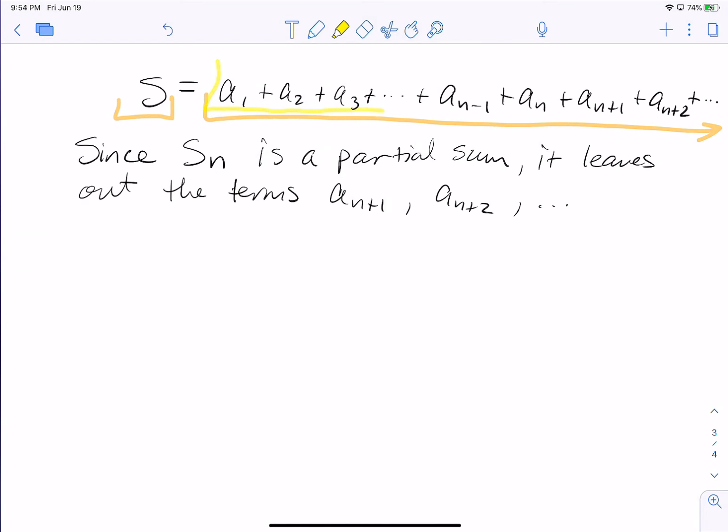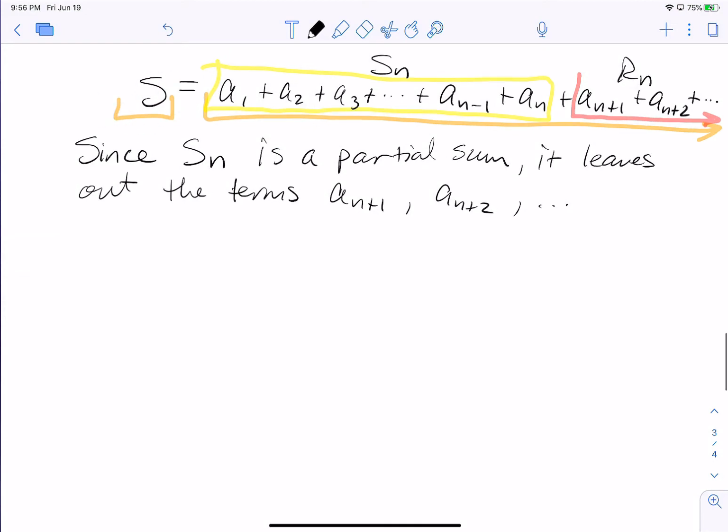S sub n is a part of that sum, and it leaves out all of the terms from a sub n plus 1 on. So the sum S is S sub n that we added together plus a remainder. And we're going to say that this is R sub n. I'm just going to point out what I did with the colors here. You see the partial sum is S sub n, and I've got that in yellow. And then the remainder is red, and yellow and red make orange, which is the whole sum.